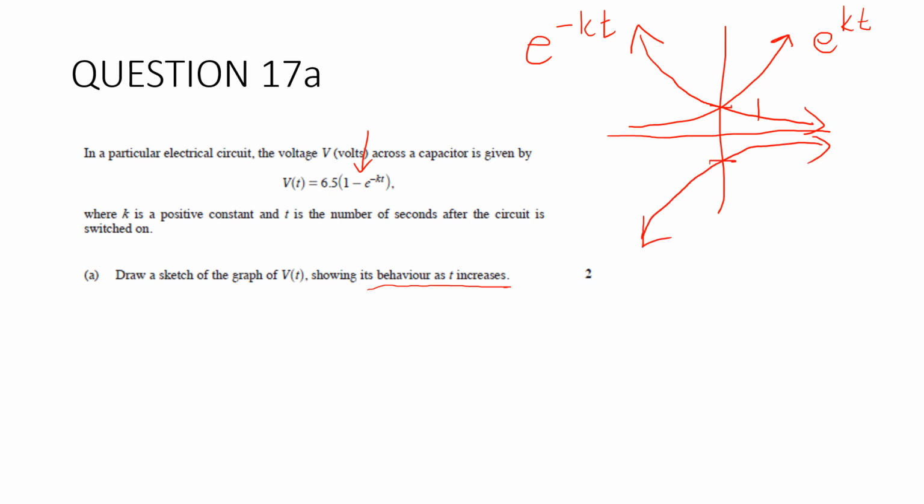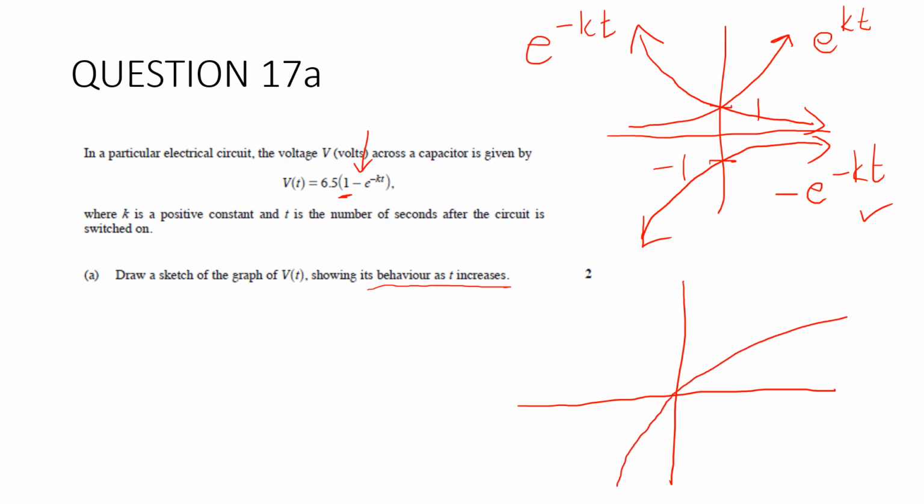So this is negative 1. This one is negative e to the negative kt. And then I'm going to move it up 1. So this is our final graph here. I'm taking this one here and moving it up 1, like that. You can see I've completely ignored the 6.5 because that's only going to change the steepness of it. Everything else is going to stay the same. And we're not going to put anything on the axes. So this is the graph of y is equal to 6.5 brackets 1 minus e to the negative kt.